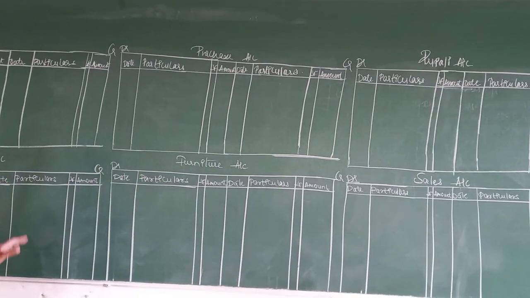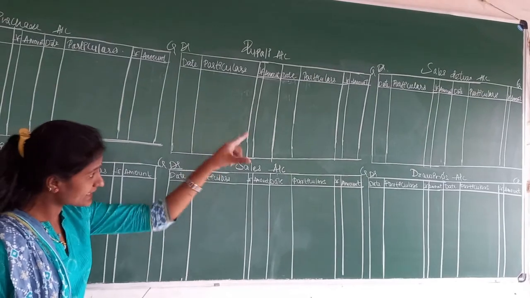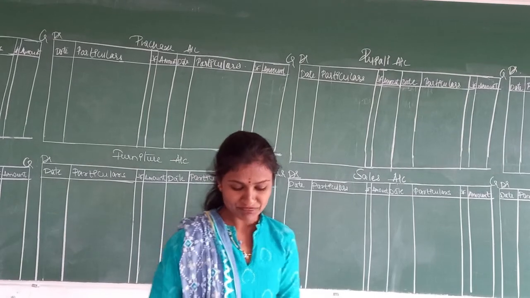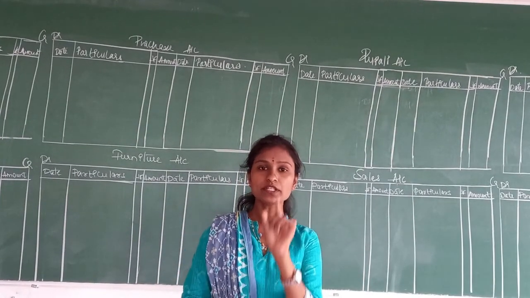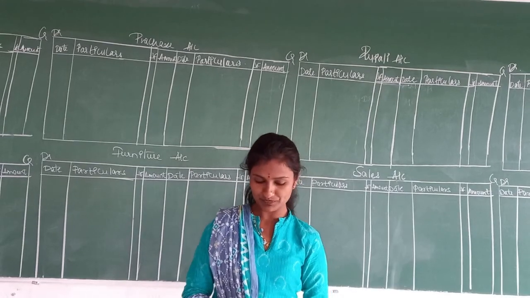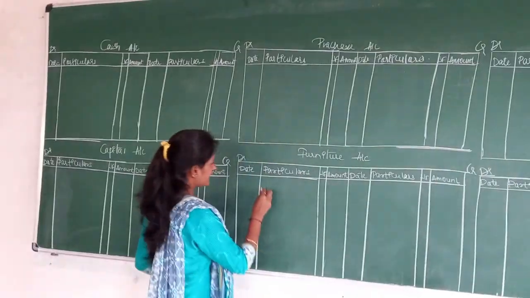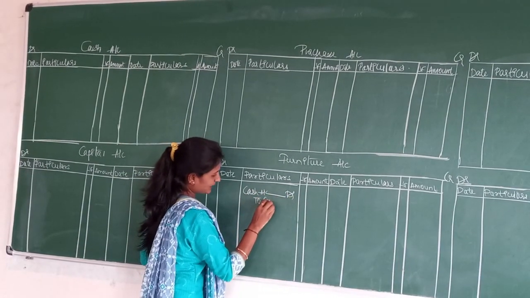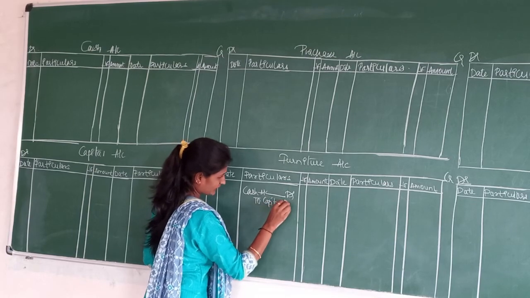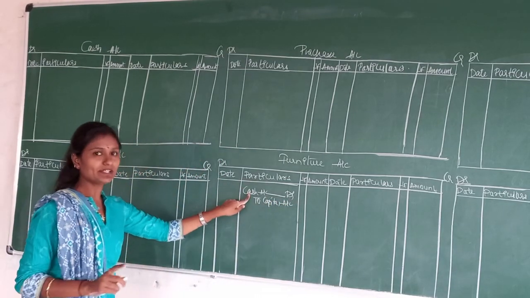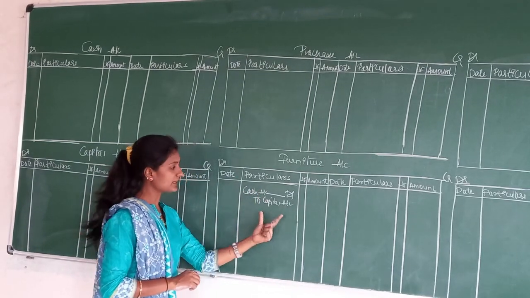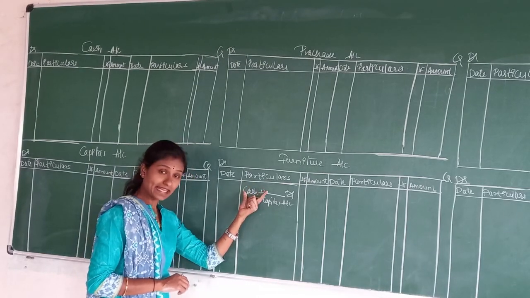The first one is cash account, capital account, purchase account, furniture account, Rupali account, sales account, sales return account and drawings account. Right? We'll see the first journal entry, that is January 1st, cash account debtor to capital account. Right? So what is the journal entry here? I am writing here just for rough purposes: cash account debtor to capital account. Right? So normally, in the cash account we write the capital name, and in the capital account we need to write cash account.